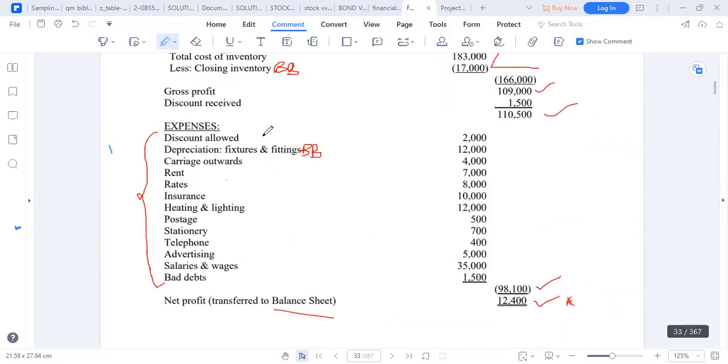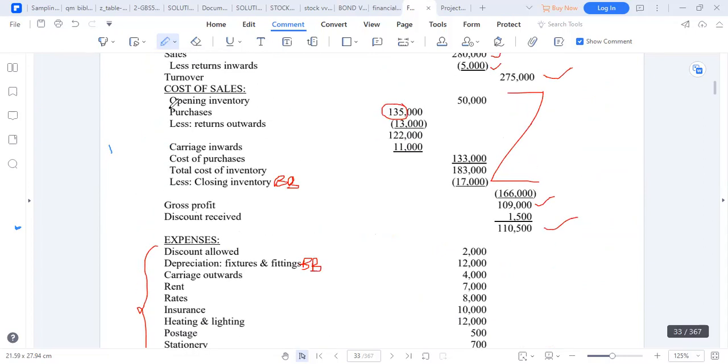Here, the opening inventory only appears in the income statement. We want to calculate what we remained with. So we started with 50,000. We added some purchases there, and we retained some things. We brought in purchases there. Then we subtract what we remain with to know how much the cost of these sales are. So opening inventory only applies in the income statement.